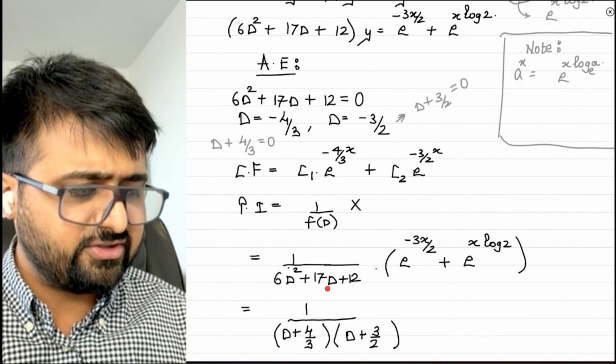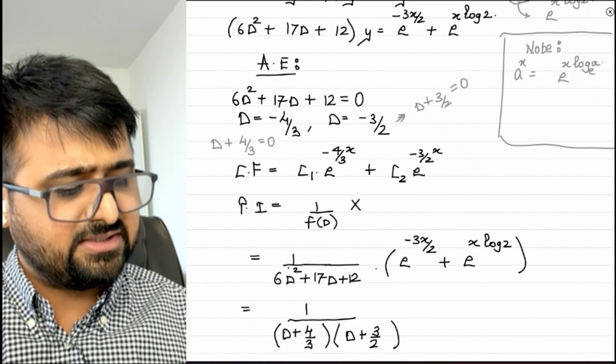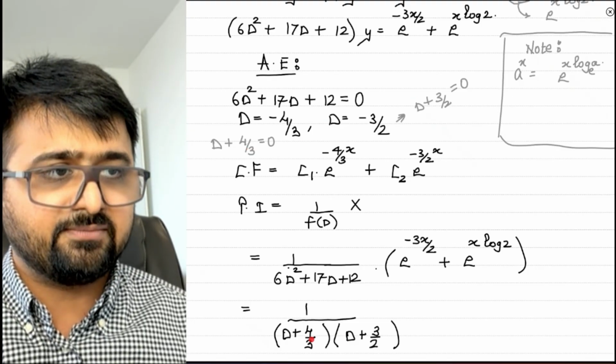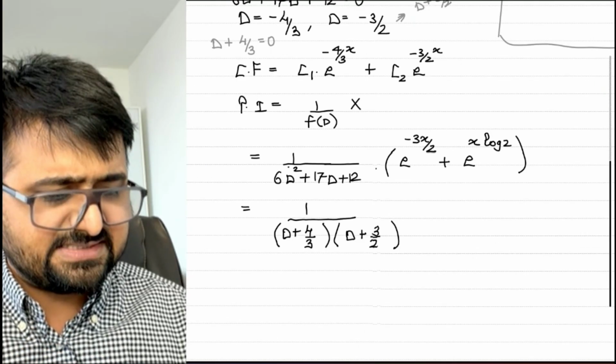So whenever you have a function of d and you know the roots, just convert it to these forms and write the product of those. Essentially, just factor that equation. I hope that makes sense.